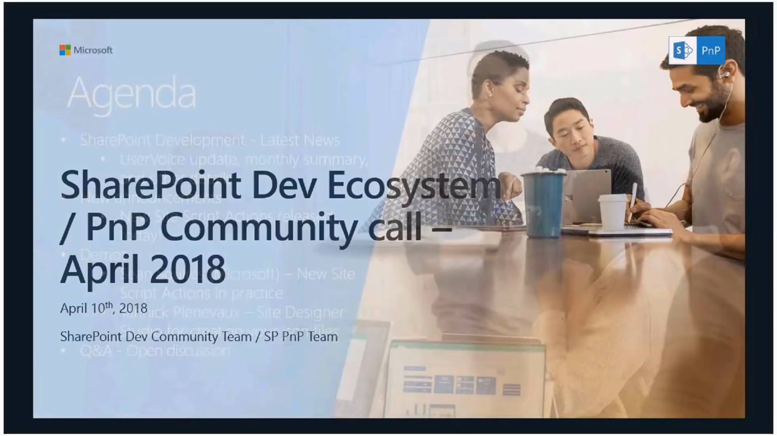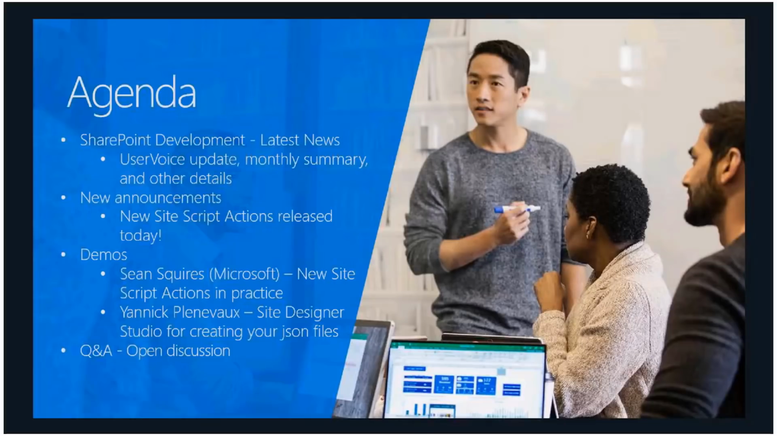Today we'll go through a typical monthly community call, covering what has happened within the last month. That will typically take like 15 to 20 minutes, with me having a presentation, a few slides, and a discussion on the topics. We'll talk about the UserVoice updates, so what's happening there. I'm going to mention a few UserVoice entries which we are currently working on, so you'll know exactly where we are with that. Monthly summary as well and other details.